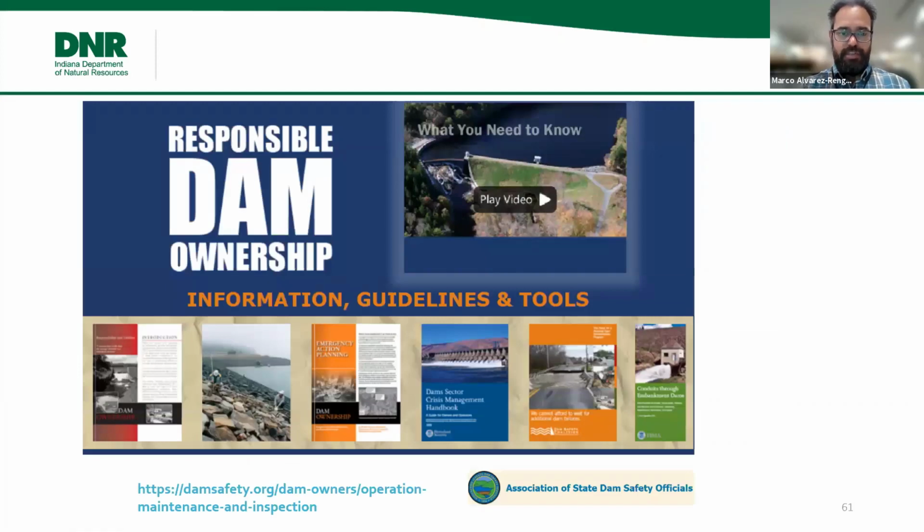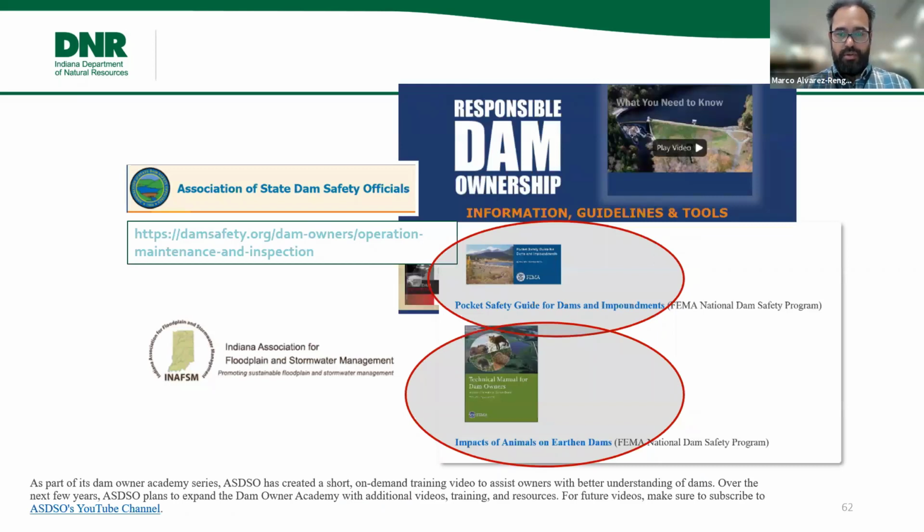So these are some resources and information guidelines we recommend. These are ASDSOs. ASDSO, you can find a lot of useful information on that. Also, this pocket safety guide from dam and impoundments is a really useful resource when you are going outside and trying to look for problems in your properties. Impacts on animals on entry dams is also really useful, because you're going to find a lot of animal burrows or some other animals on your dam that can threaten the safety of your structure.